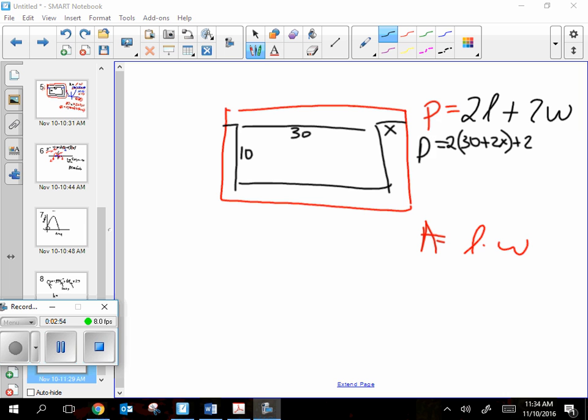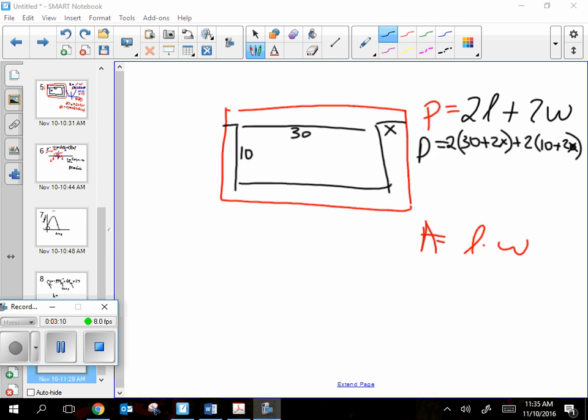Plus 2 times the width. And the width in this case is not 10, and it's not 10 plus X. It's what? 10 plus 2X. There we go. There's an expression in terms of X for the perimeter.